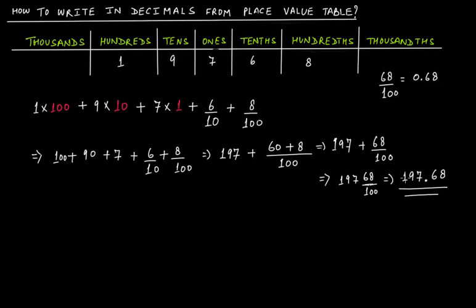If you want to cross check, simply check. 1 is at the hundreds place we have here, 9 is at the tens place we have here, 7 is at the ones place we have here, 6 is at the tenths place we have here, 8 is at the hundredths place we have here. So this is correct, right?